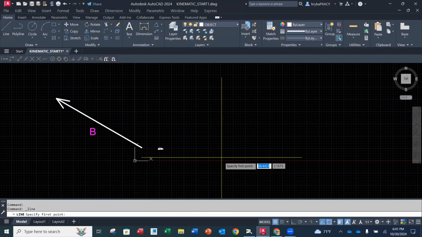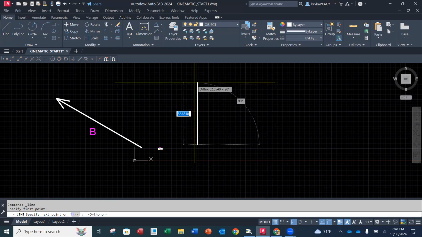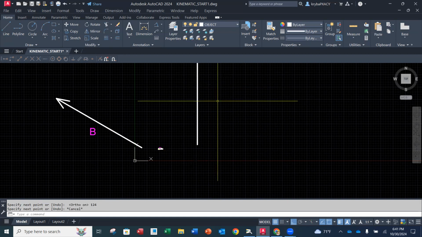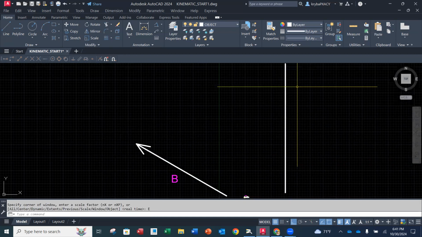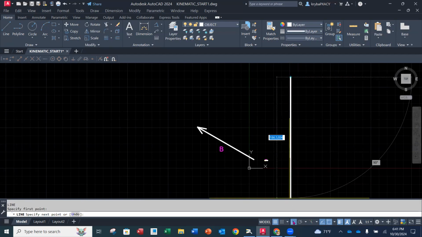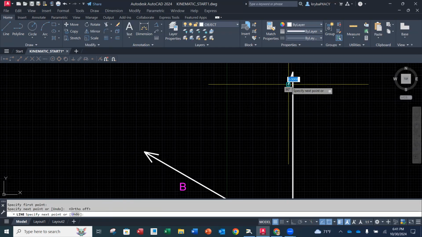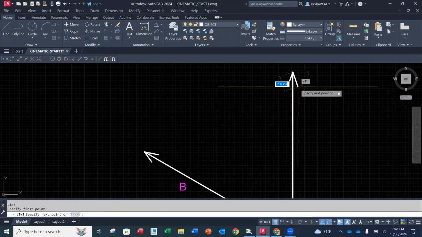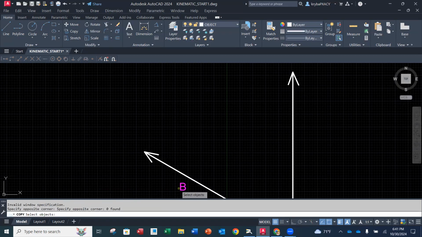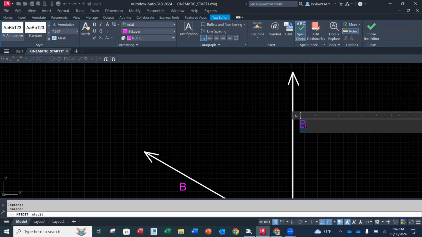Okay. C is another one that I know both magnitude and direction for. This one is going straight up, and it is 124. Put my arrowheads on its end. And then I'm going to copy B over and rename it as C.